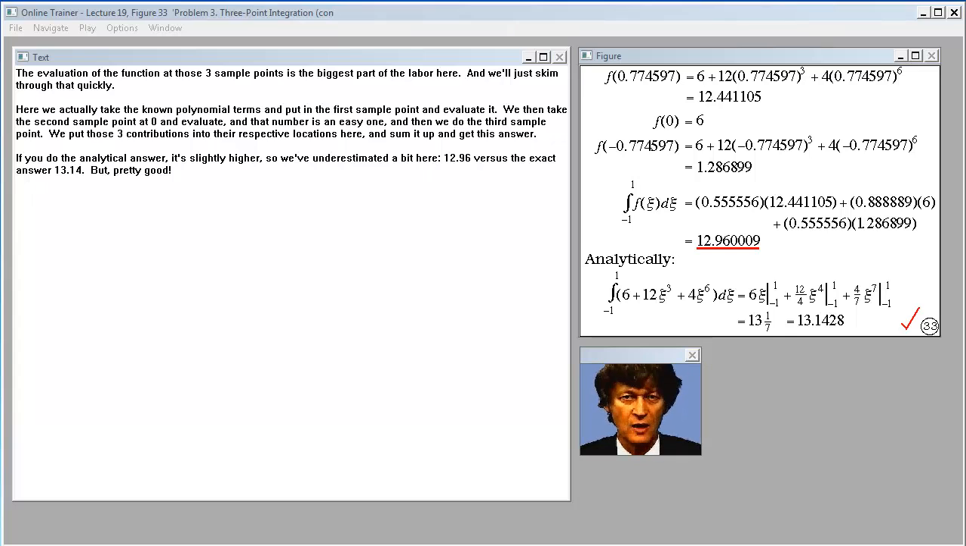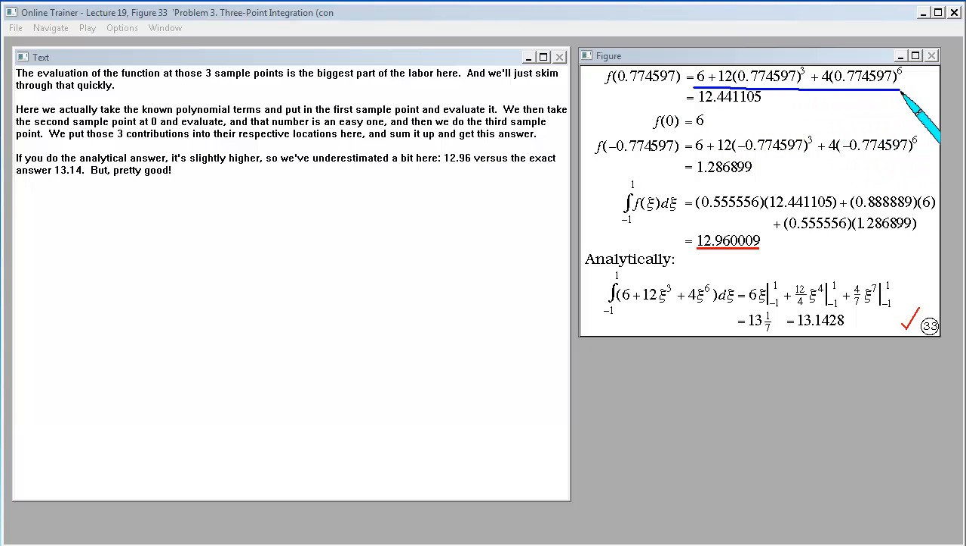The evaluation of the function at those 3 sample points is the biggest part of the labor here, and we'll just skim through that quickly. Here we actually take the known polynomial terms and put in the first sample point and evaluate it. We then take the second sample point at 0 and evaluate, and that number is an easy one. And then we do the third sample point. We put those 3 contributions into their respective locations here and sum it up and get this answer.